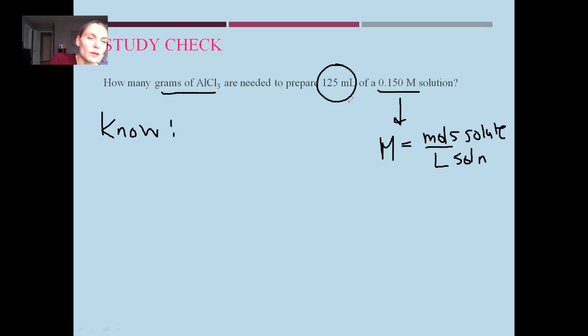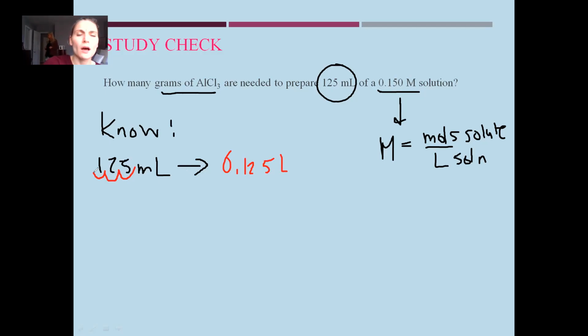So we know that we have 125 milliliters of our solution. Really quickly, because we're going to do some conversion, let's get this into liters. How would I convert 125 milliliters into liters? Move the decimal left 3. Yep, move the decimal left 3. So 1, 2, 3. 0.125 liters. Perfect.